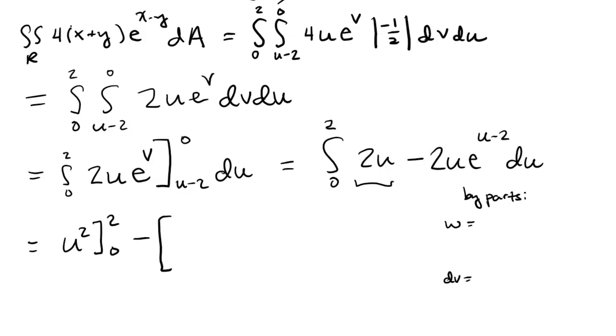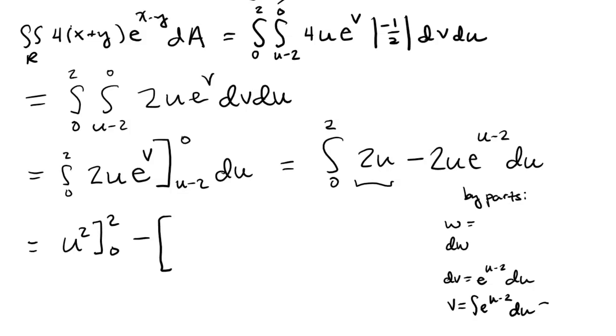So w we want to simplify when we do the derivative because we're going to find dw. And v we need to be able to still integrate. So we want it to be kind of the most complicated part that we can still integrate. So let's let dv be the e term, so e to the u minus 2 du. So then v is the integral of e to the u minus 2 du.